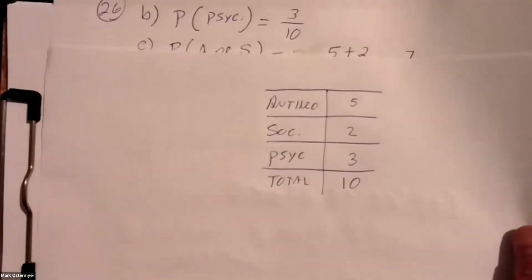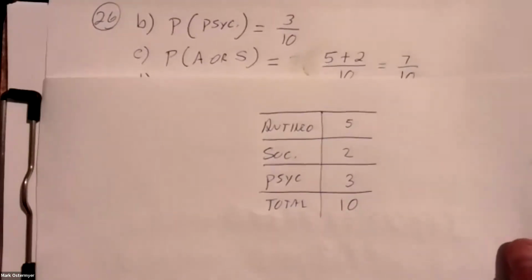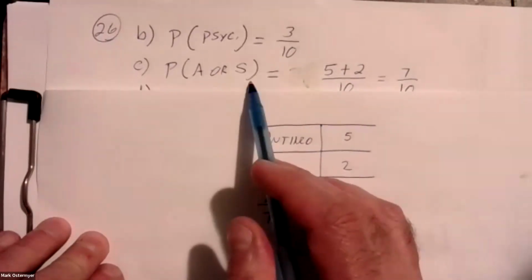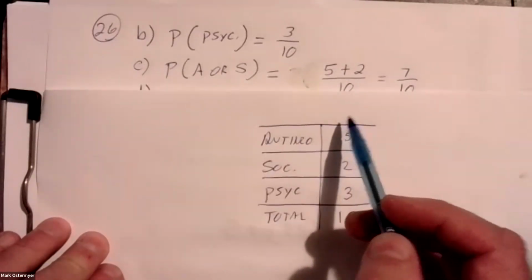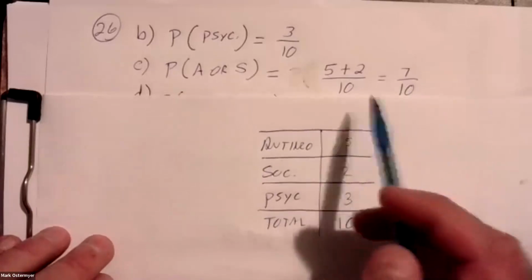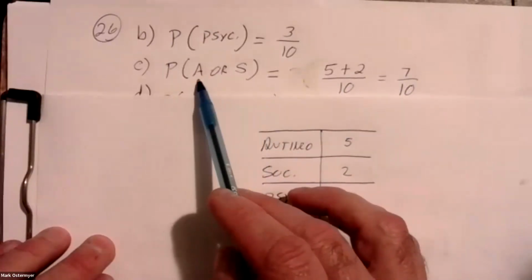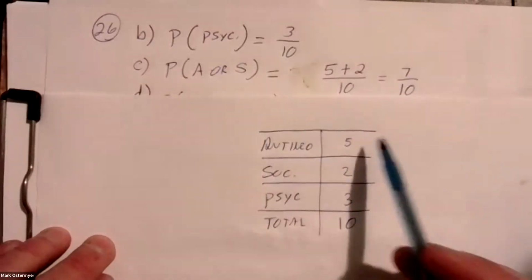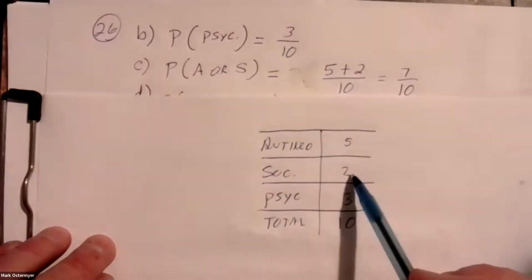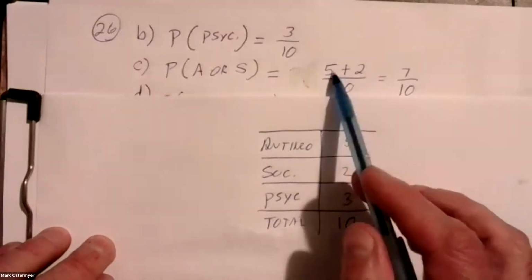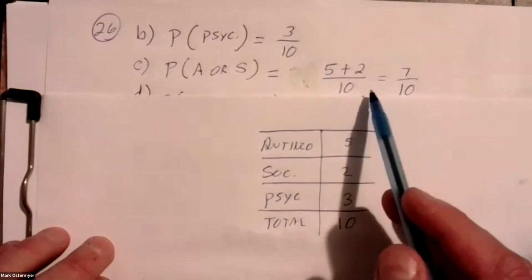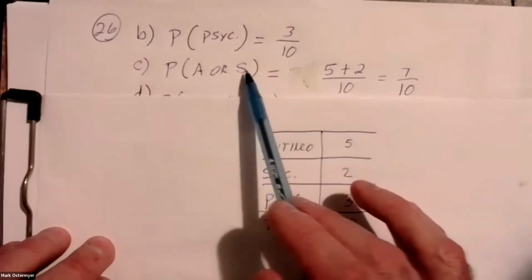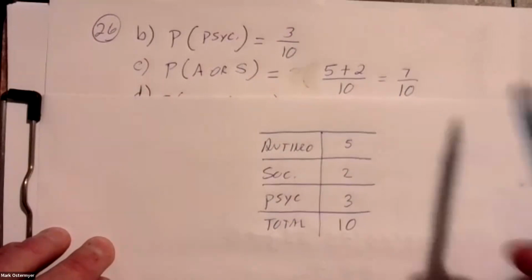That's B. C, the probability of selecting an anthropology or sociology student would be equal to the number of ways we could select an anthropology or sociology student. How many anthropologist students do we have? We got 5. Plus how many sociology students? 2. So 5 plus 2 or 7 different ways out of 10 of selecting an anthropologist student or sociologist student. 7/10 is your probability.